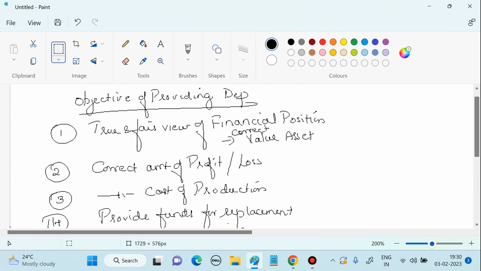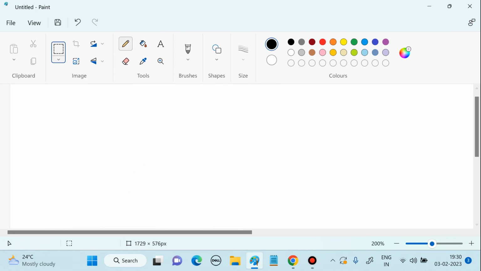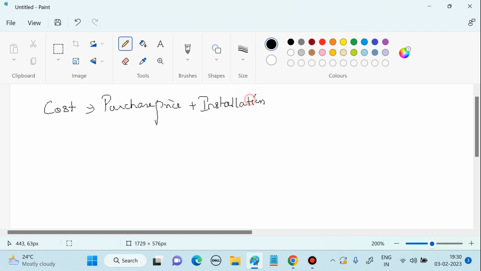This was the objective. Now moving on, one more point that you have to understand in respect of depreciation is the cost of that asset. Now, what all is included in the cost? Installation charges, correct, added to the purchase price. What do you pay? You have to add the installation charges. Anything else?